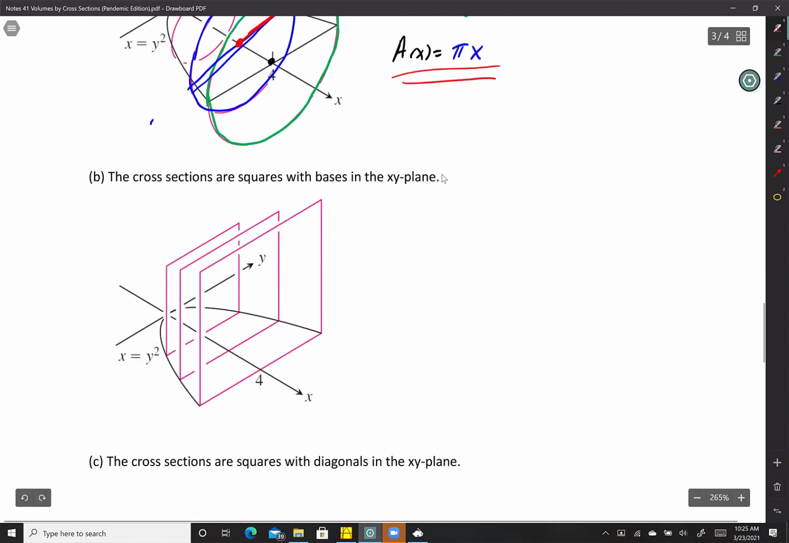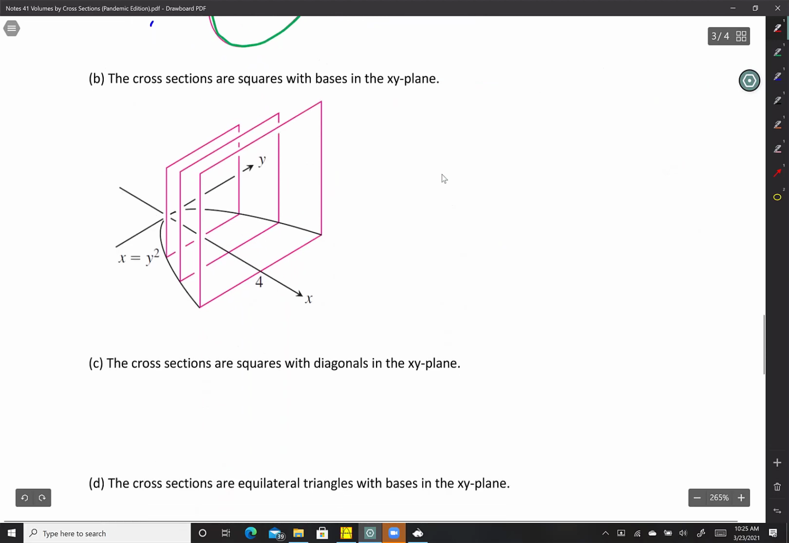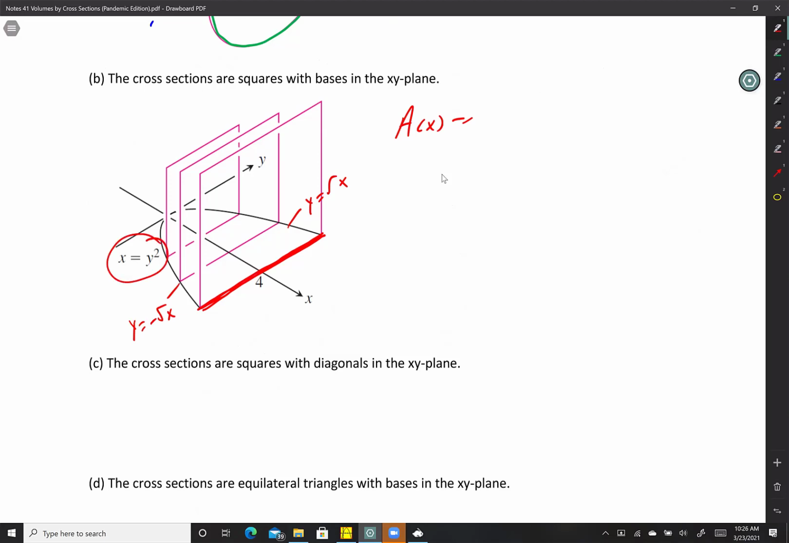All right, check out this one, miss. So this is the one that you were talking about. The cross sections are squares with the bases on the XY plane. So now, how do I figure this out? I need this distance. There are 2 ways to do it. Remember, guys, this top one is still y equals square root of x, and this bottom one here is y equals negative square root of x. They just went ahead and wrote x equals y squared because it's easier to write it in one like that. I can do one of 2 things.